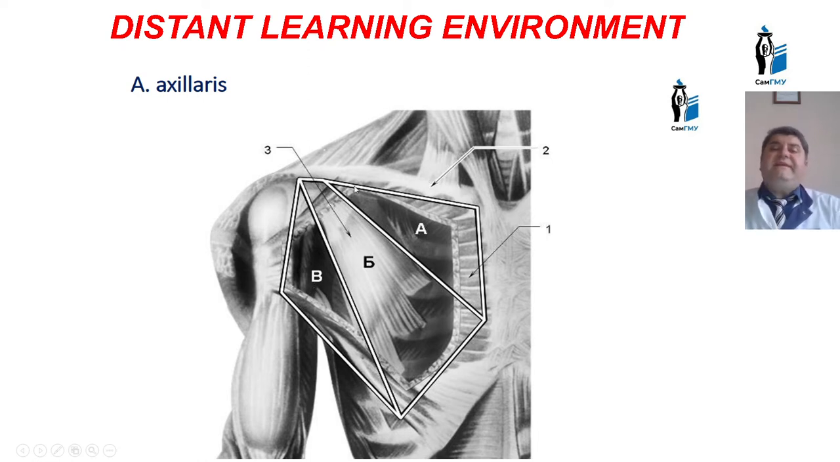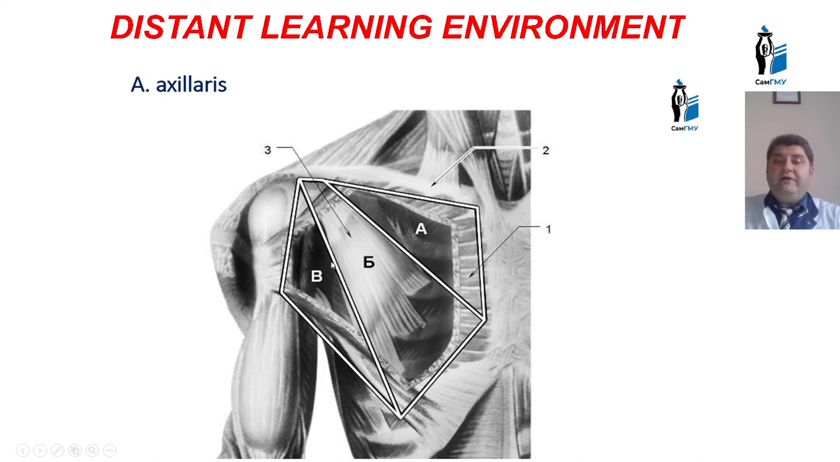So you may see the first triangle, and you may see that it is formed by 3 borders, 3 edges. First is the clavicle, second is the sternum or breastbone, and third is the superior medial border of the pectoralis minor muscle.